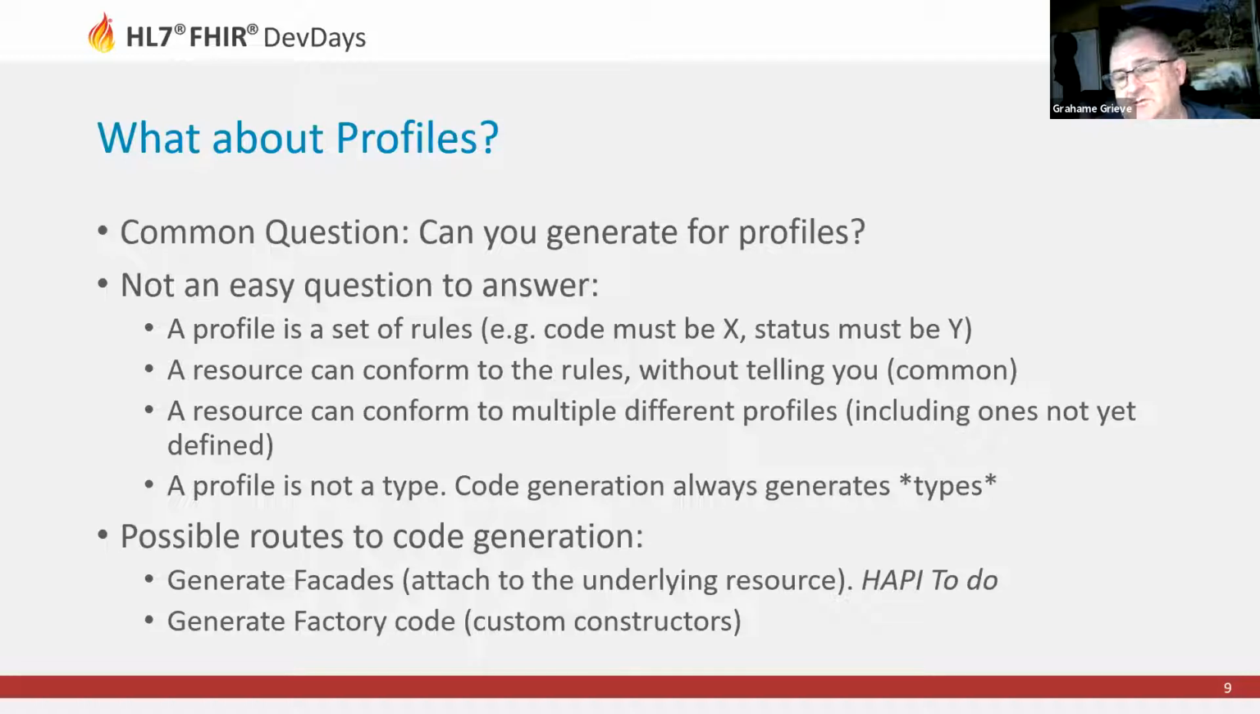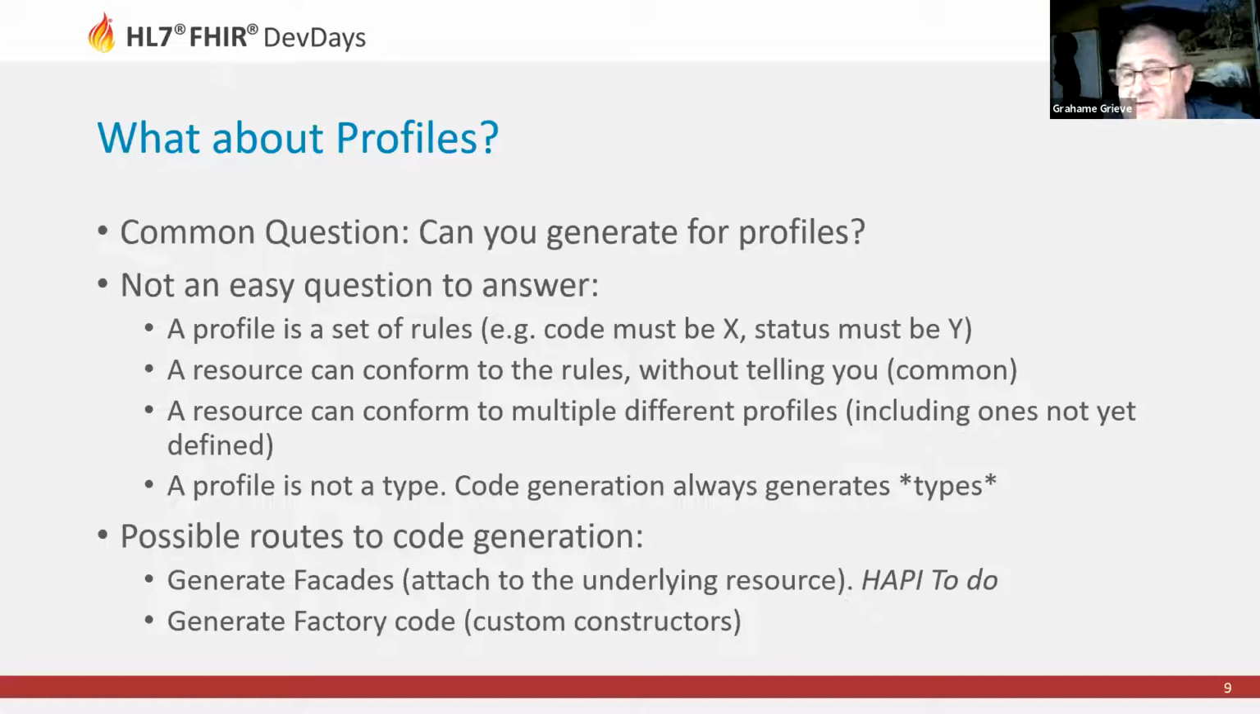So how do you know whether to read it as that profile or not? Well, you have to actually validate it to find out whether you can, or you could try and maybe it'll go wrong. Another common thing is that a resource can conform to multiple profiles, because there are lots of profiles out there saying code must be X, status must be Y. So which one of those is it?